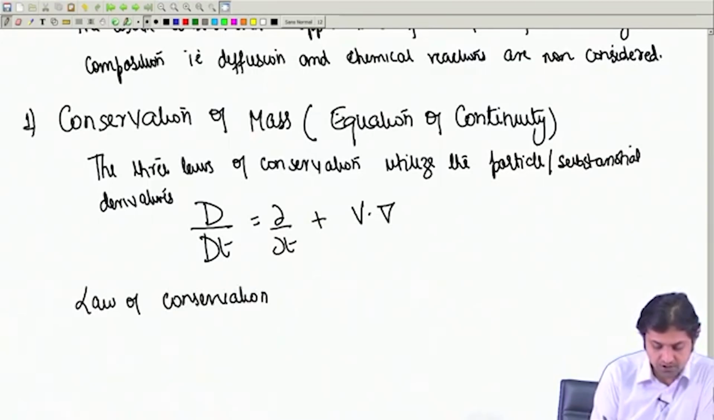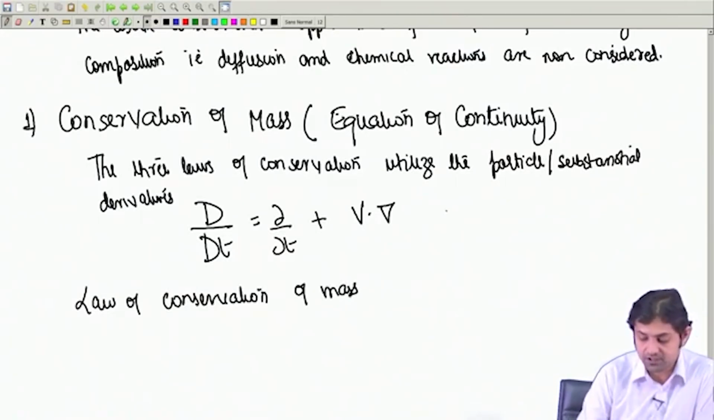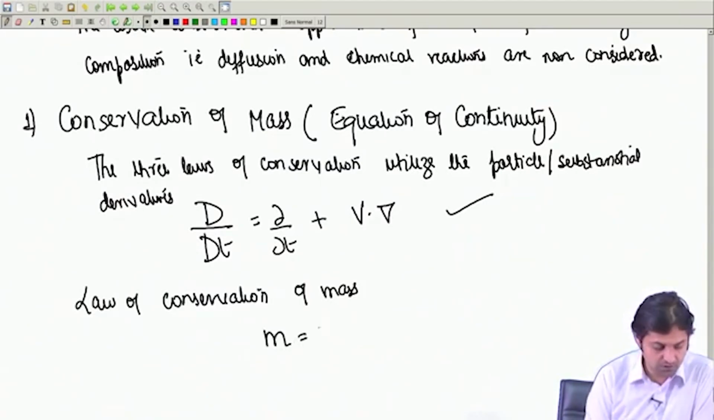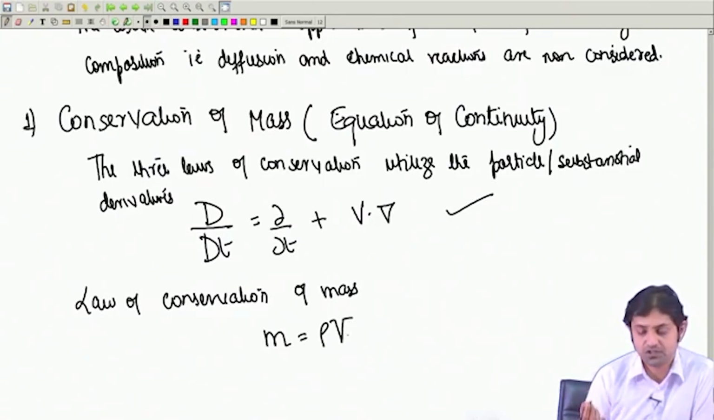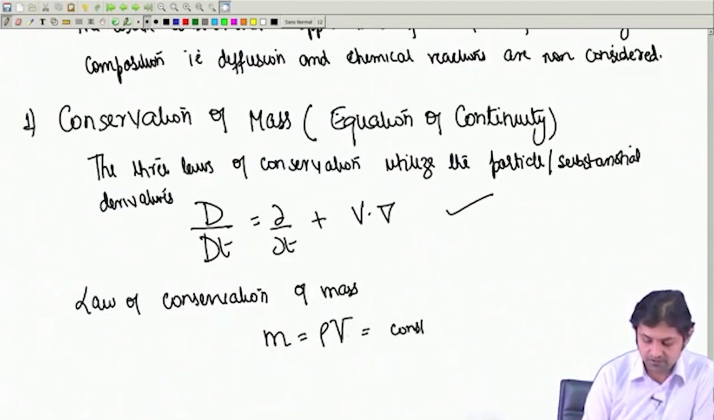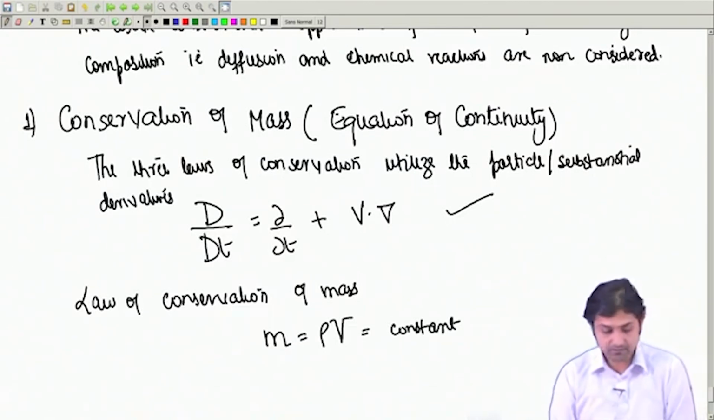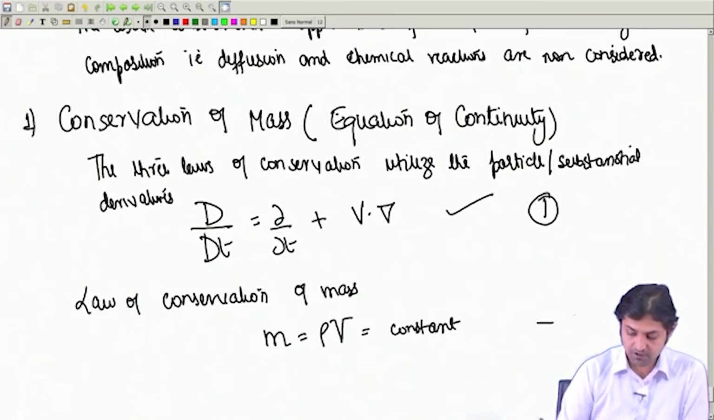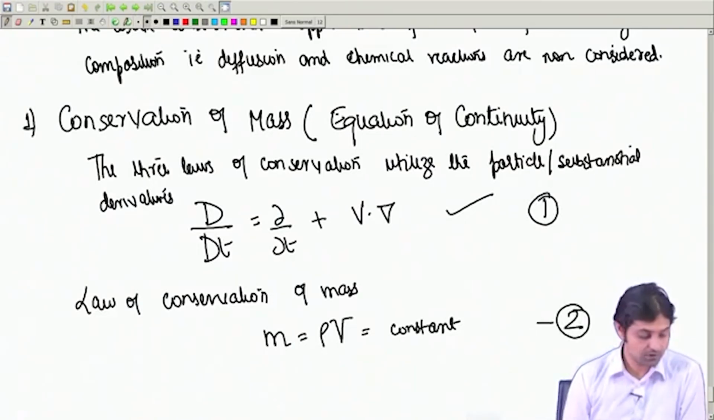Okay, so what does this law say? The law of conservation of mass. We said that this particular equation will be used for the derivation of the equation of continuity. So the law of conservation of mass says that mass is equal to rho V. I am writing a different V because in hydraulics we mostly use V for velocity. So this is constant, right? So that is conservation of mass. All right. So this equation we call 1 for now, and this equation we will call equation number 2.